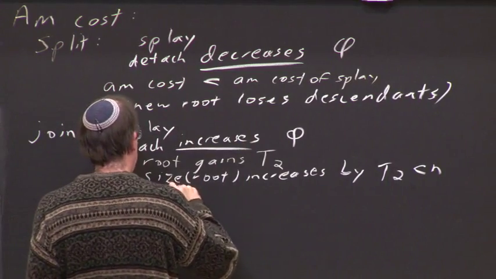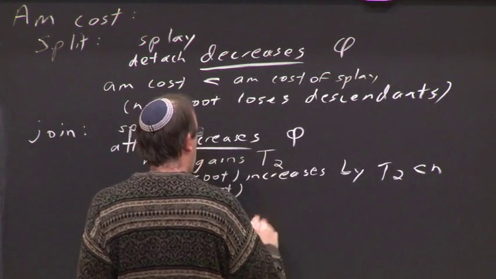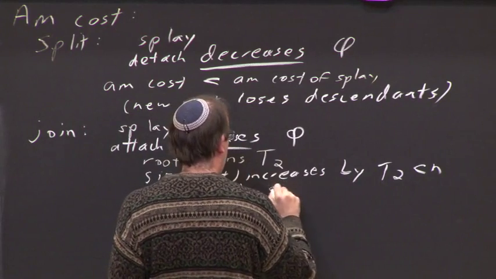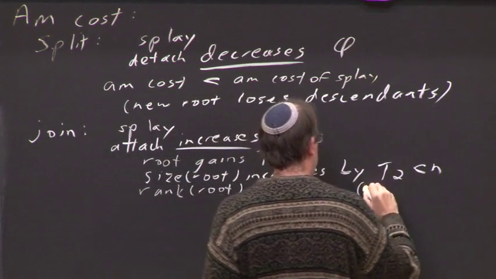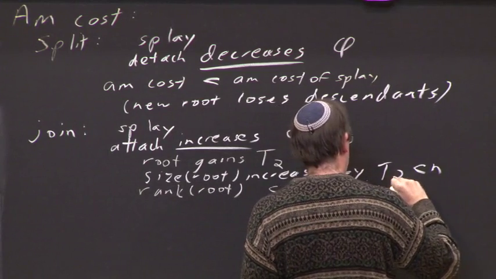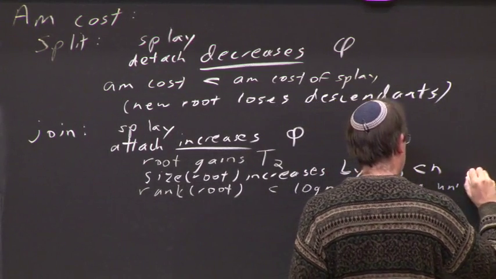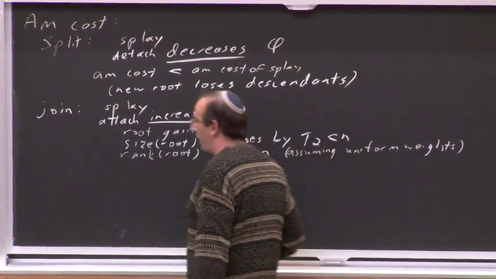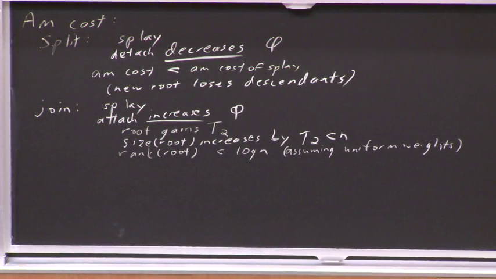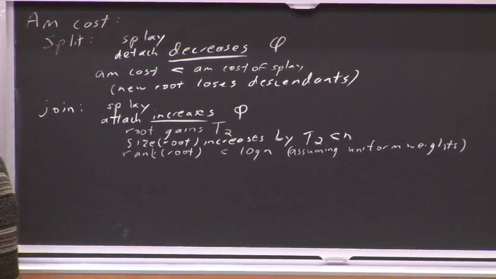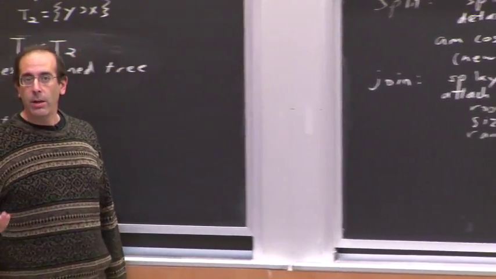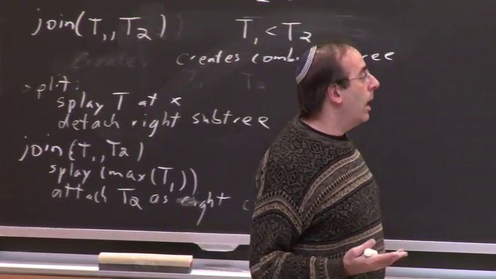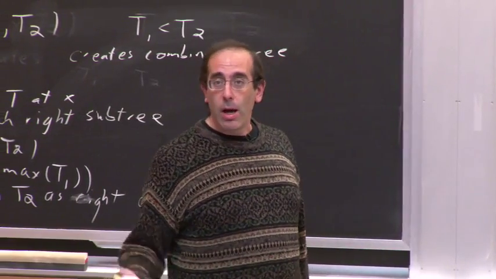And therefore, the rank of the root is still going to be less than log n. This is if we assume uniform weights. So essentially, this is the same order of cost as the other kinds of costs that we were looking at. We have an increase in potential of log n in the uniform analysis, and so that contributes a factor of log n to the amortized cost.